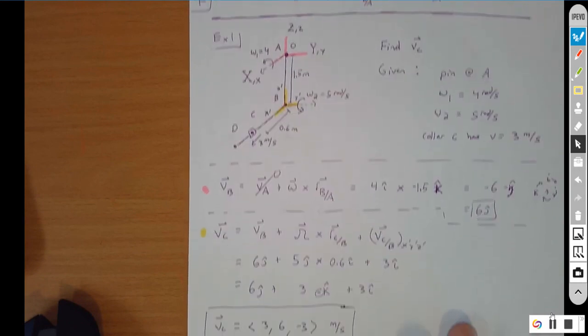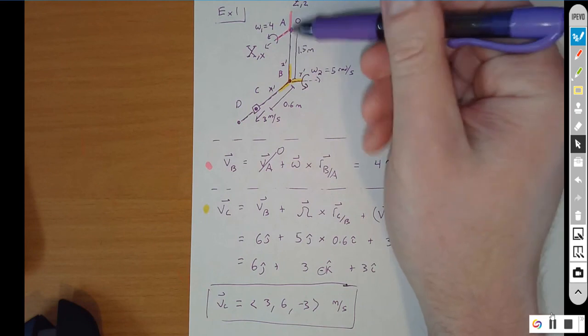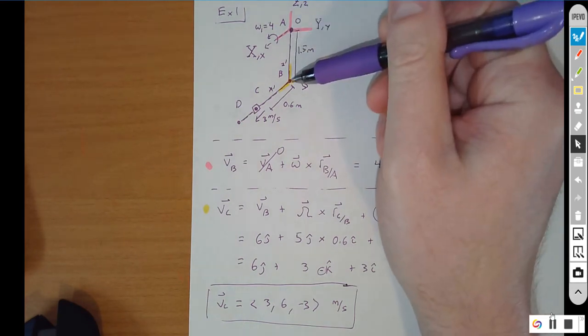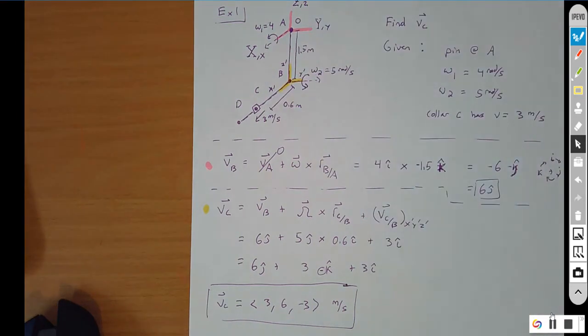Again, all we did is we just worked our way down. So we started at point O, built a coordinate system for A, used A to find B, then built a new coordinate system at B, and used B to find C. So we just did it in stages. And that's generally a lot easier to think through.